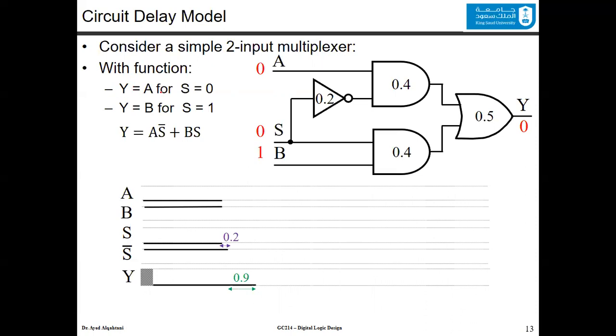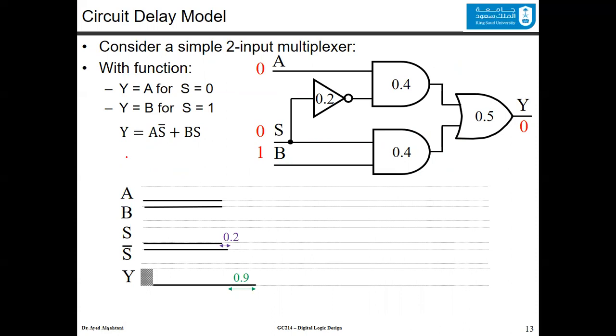Y is equal to A for S equal to 0, and Y is equal to B for S equal to 1. And the function of the multiplexer is, as you can see here, Y is equal to two terms. Those two terms are A S bar and B S, B S being B and S, the inputs of the AND. So we have B S here, and we have A S bar right here, and we OR them together to find the function.